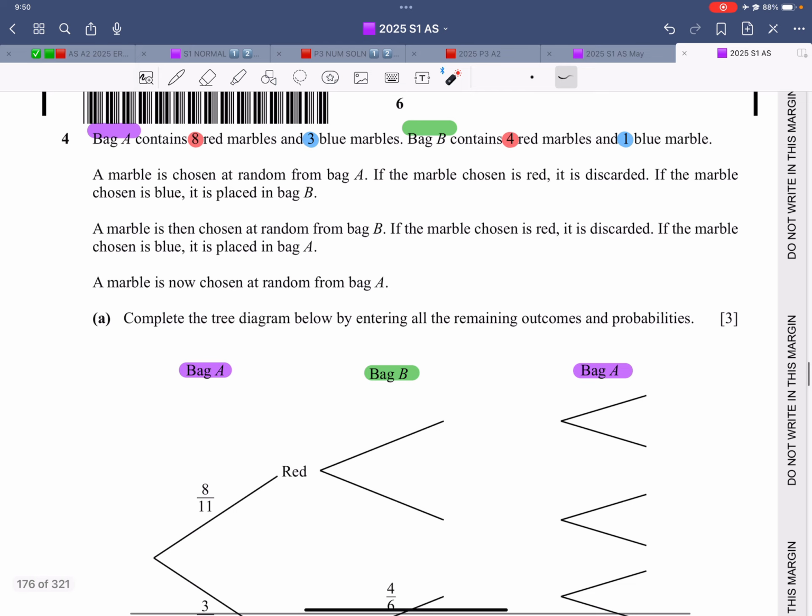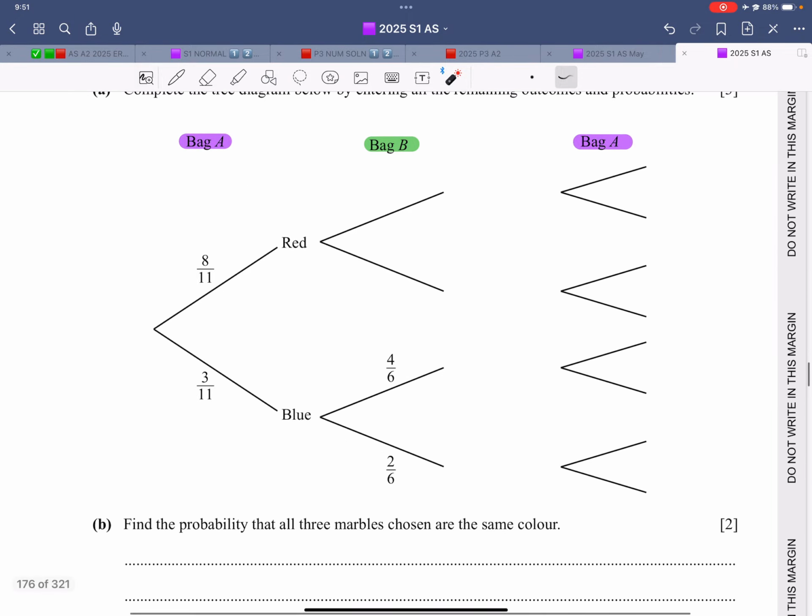Now here are the rules of the game. A marble is chosen at random from bag A. If the marble is red, it is discarded. So discarded for what? It says in the next line. If the marble chosen is blue, it is placed in bag B. Okay. Now what happens next? A marble is then chosen at random from bag B. So now that will come up later. Let me first focus over here.